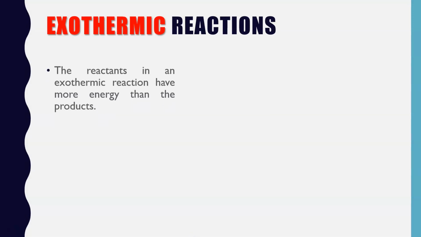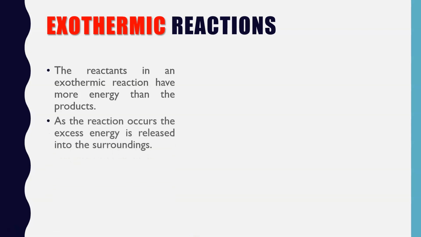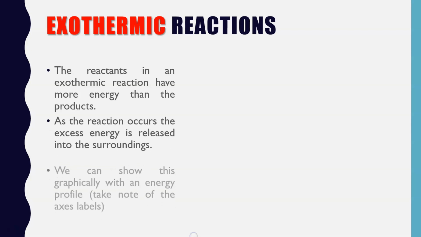Okay, so exothermic reactions still, so these are the hot ones, they give out heat. The reactants in an exothermic reaction have more energy than the products. Really think about that, because energy is transferred during the reaction, transferred out. So those first reactants had more energy in their bonds than the products, because they then transfer it during the reaction. As the reaction occurs, the excess energy is released to the surroundings.